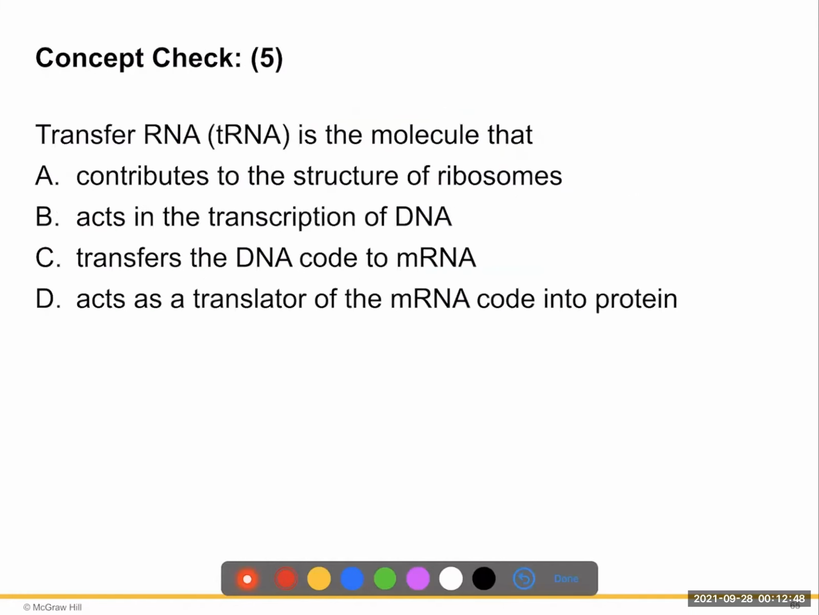All right. Next check. Transfer RNA is a molecule that does what? Contributes to the structure of ribosomes, acts as a transcription of DNA, transfers the DNA code to messenger RNA, or acts as a translator of messenger RNA code into proteins. What does tRNA do, transfer RNA? Which one best describes it?